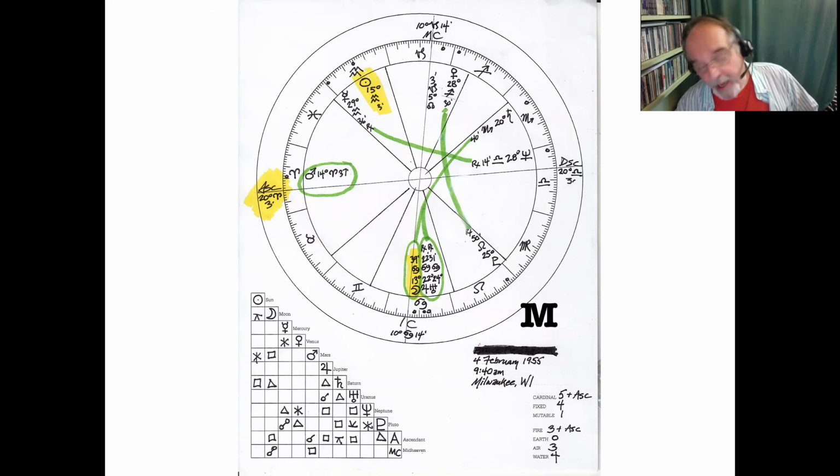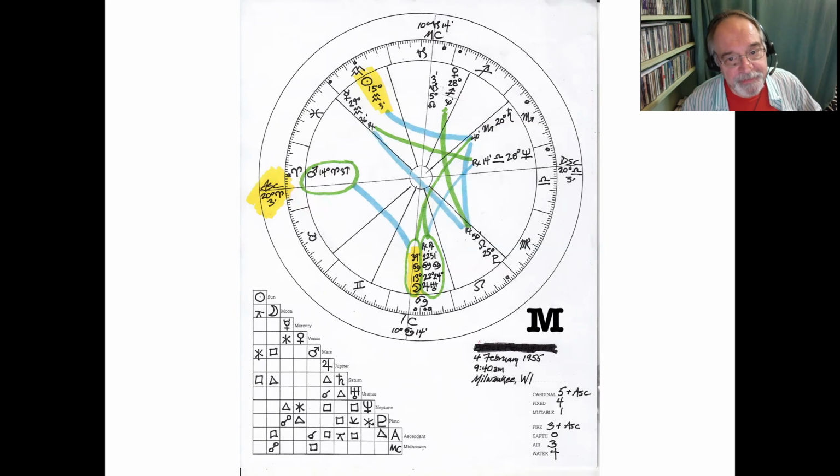So let's add the hard, challenging aspects. Okay, we got a few here. Well, let's start with what I call the skewed T-square. He's got Mercury at 29 degrees opposite Pluto. So you're going to have somebody who's kind of a mentally challenging person.